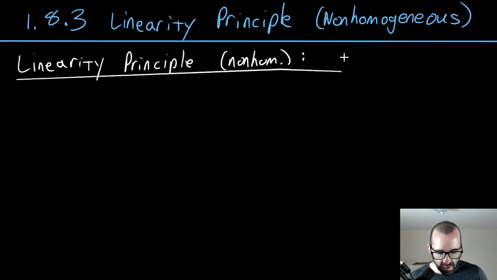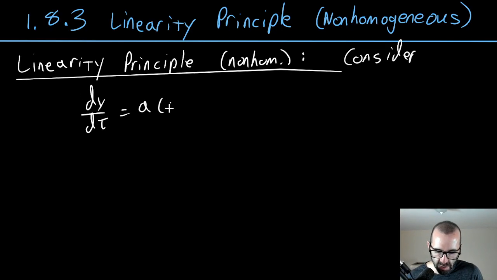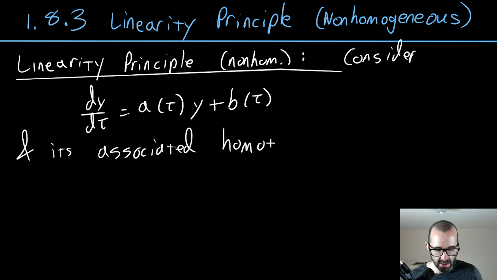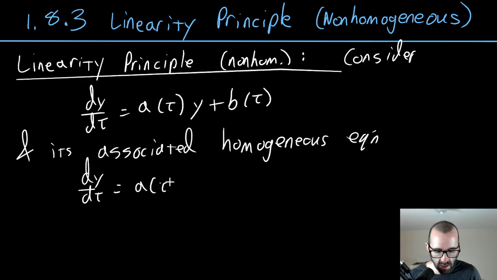All right, so consider now two problems. We're going to consider the non-homogeneous differential equation, dy/dt, it'll still be linear, equals a(t) times y plus b(t). And its associated homogeneous equation, which will look almost the same. And for laziness, let's call this the non-homogeneous.